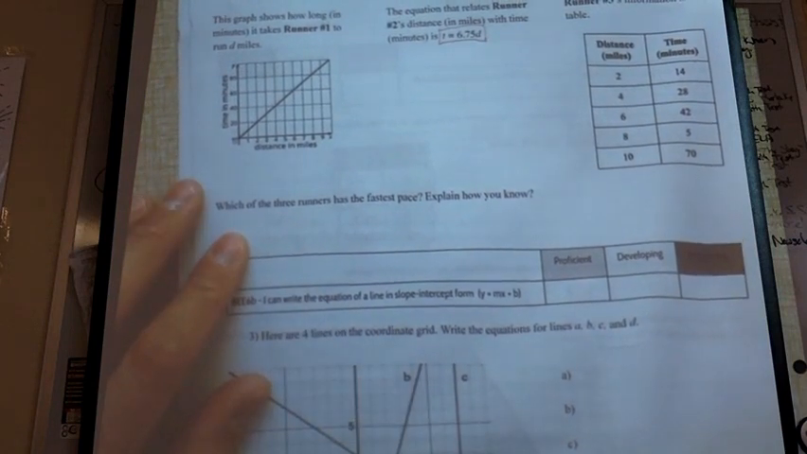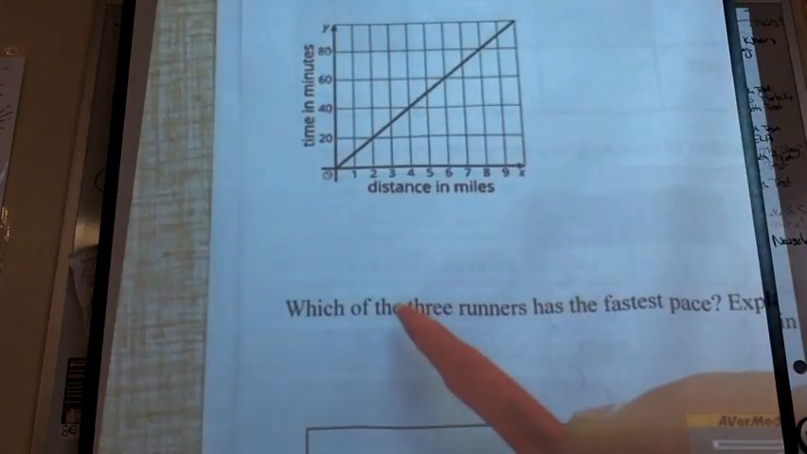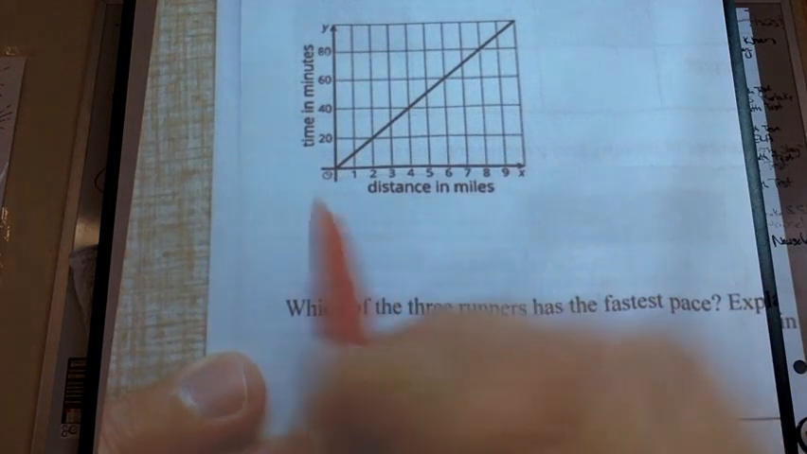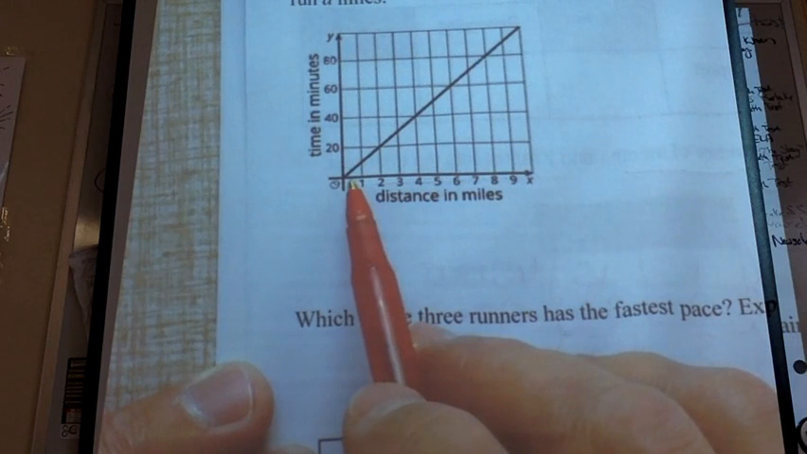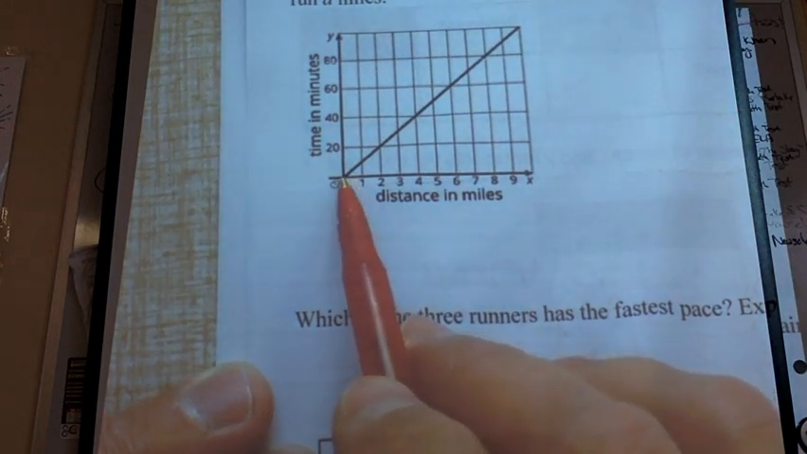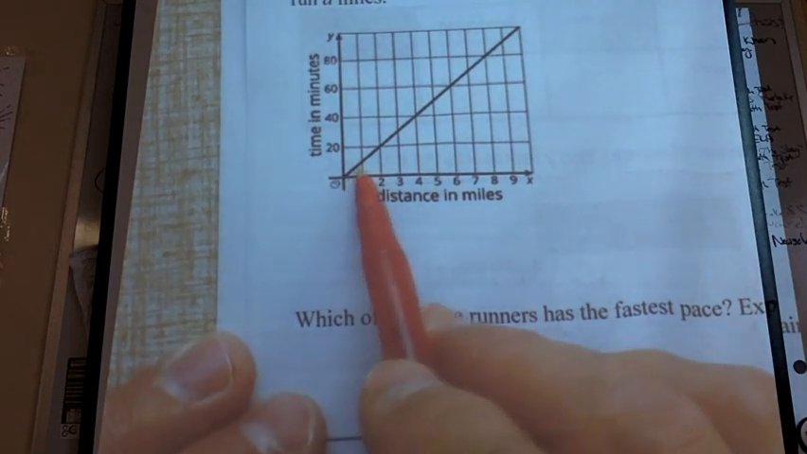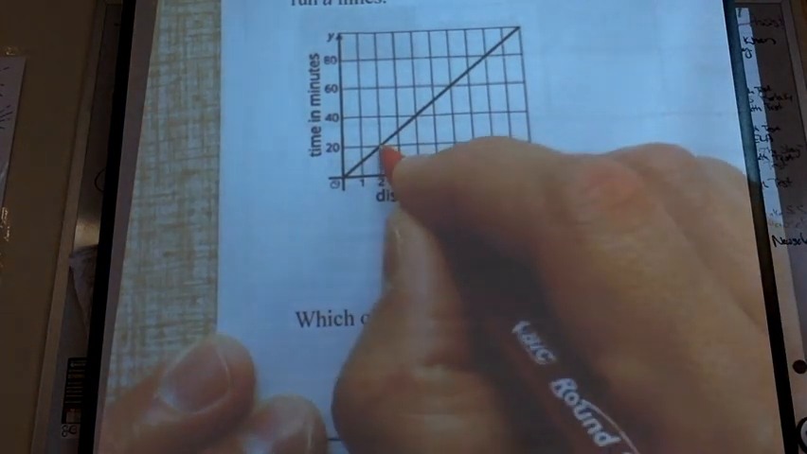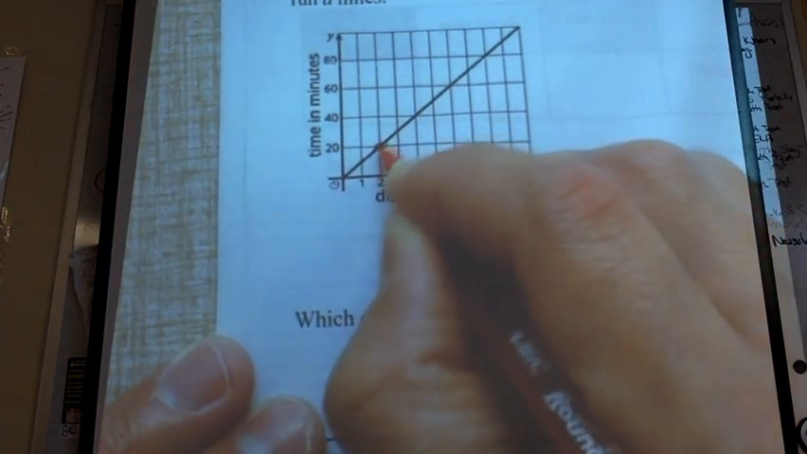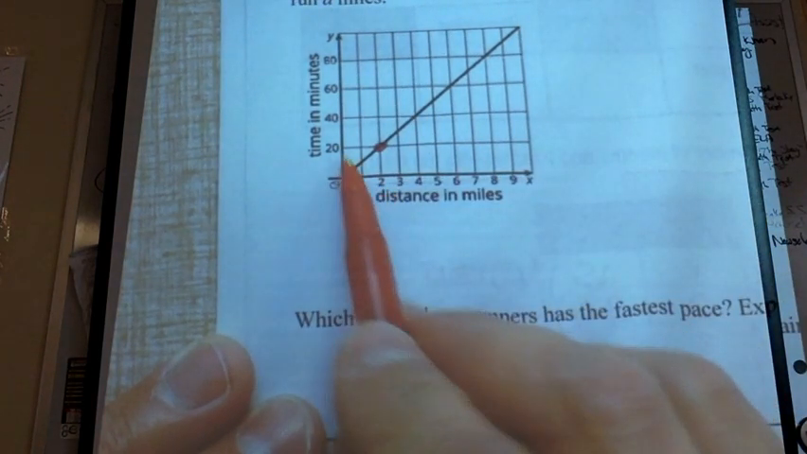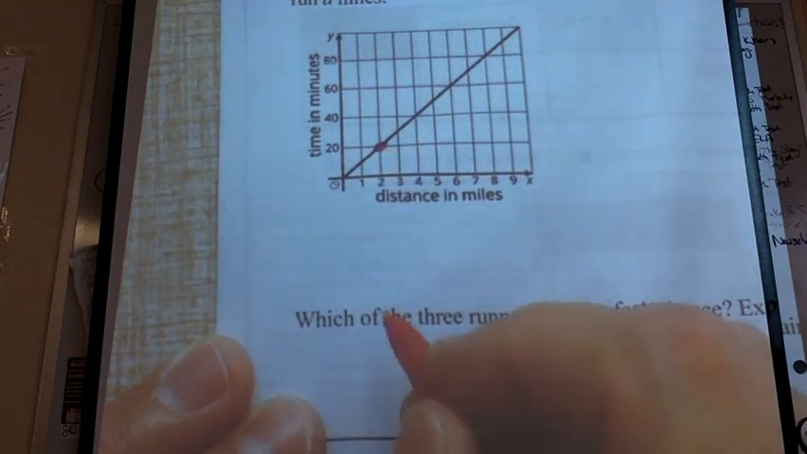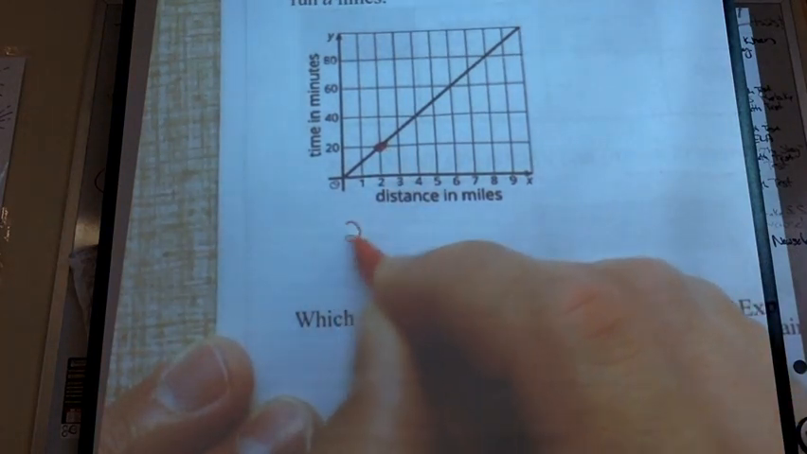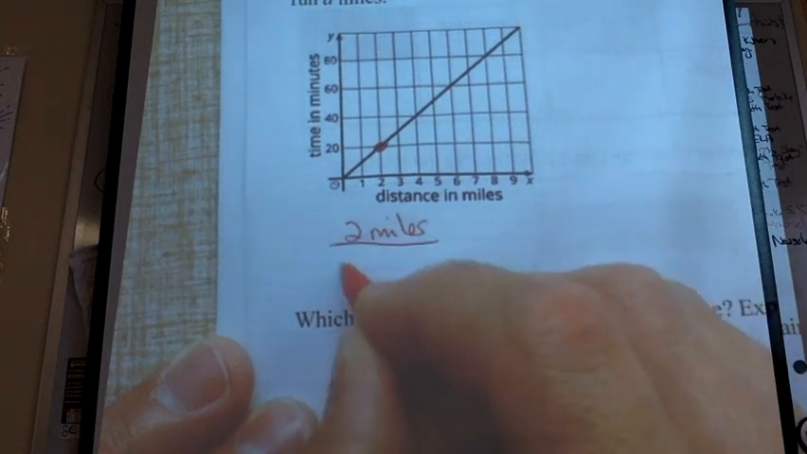So if we were looking at this, what we're going to do is, at the very start, at 0 minutes, 0 seconds, they're at 0. So it's a proportional relationship. I want to follow this line until it exactly intersects at a grid point, a grid line, right here. So it's telling us it takes us 20 minutes to run 2 miles. So we're running 2 miles in 20 minutes.